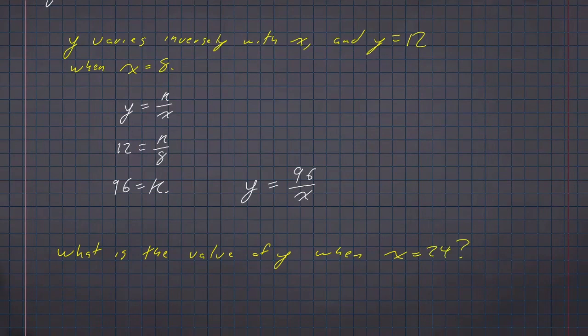What is the value of y when x is 24? Well, just plugging in, y is 96 divided by 24, and 96 divided by 24 is 4. So, the same principle as direct variation will allow us to solve an inverse variation problem as well.